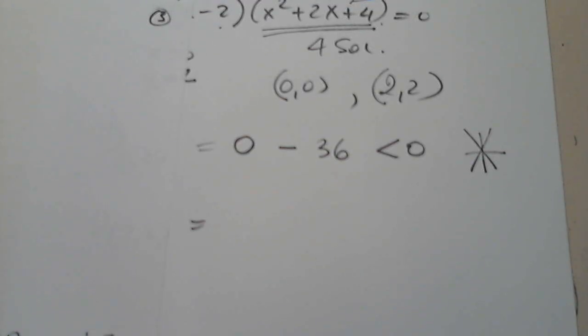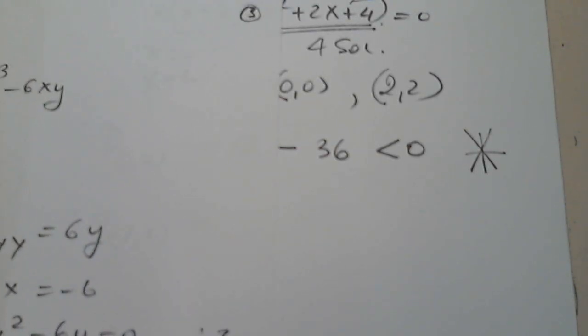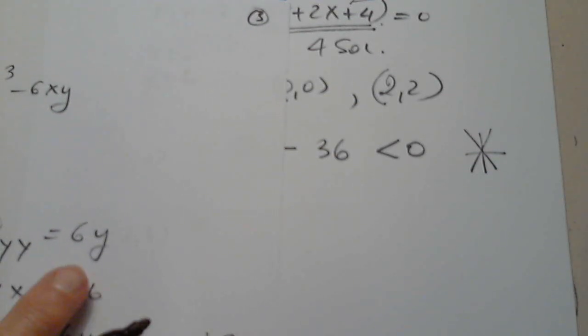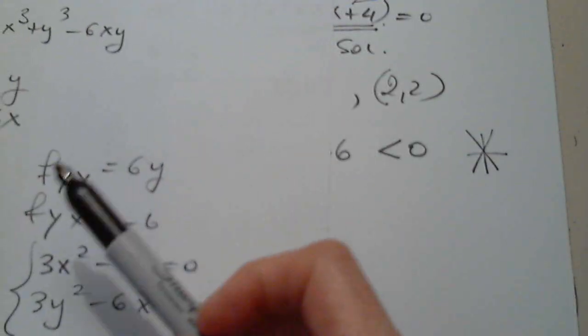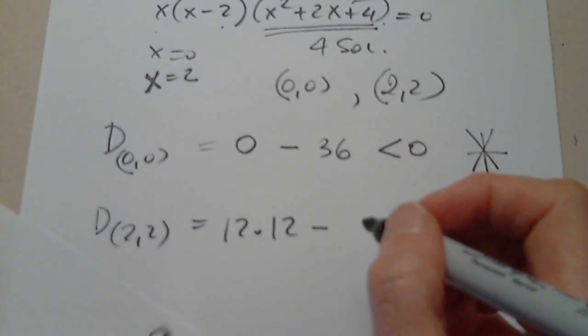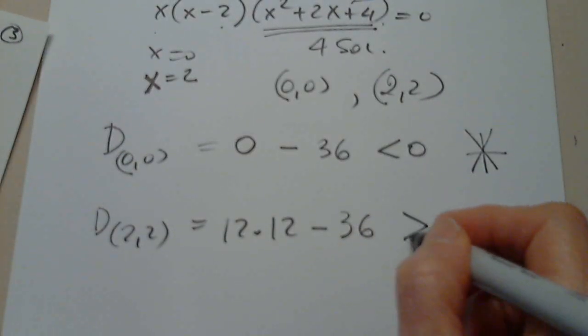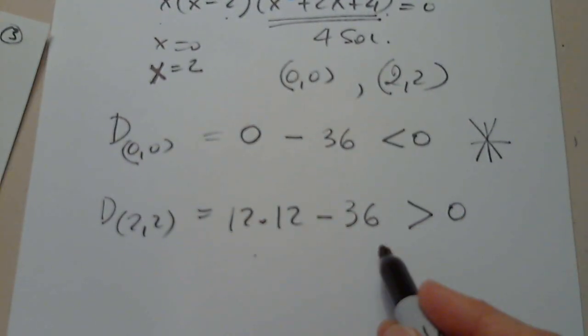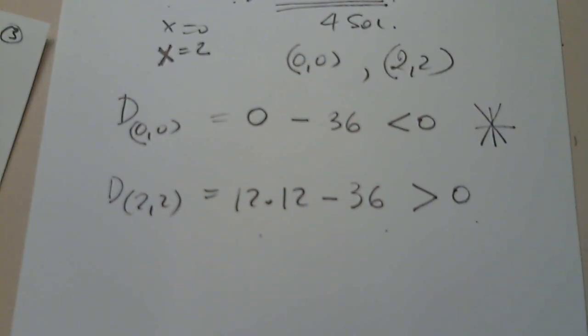So d equals 0 or d equals negative, we have no solutions, no max or min. Now I have to determine d at 2, 2. So f_xx at 2 is 12 and f_yy is 12. So 12 times 12 minus f_xy squared, so minus 36. This is obviously a positive number because 144 minus 36 is positive. I don't even care to find the number. That's good enough for me.